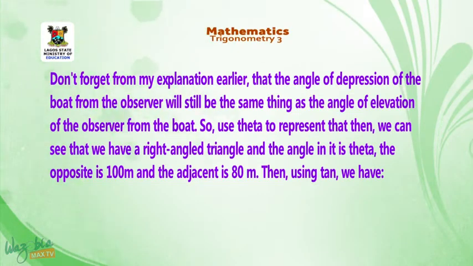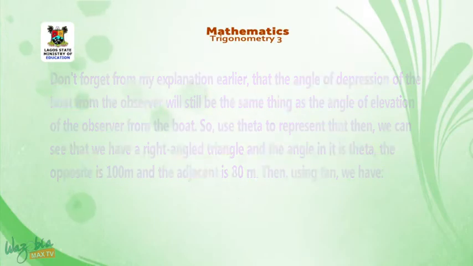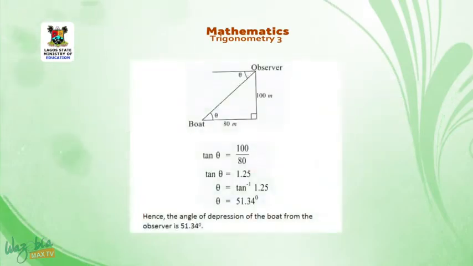The opposite is 100 meters and the adjacent is 80 meters. Then using tan, we have tan theta equals 100 over 80. So tan theta equals 1.25. Then theta equals arctan 1.25. So theta equals 51.34 degrees. Hence, the angle of depression of the boat from the observer is 51.34 degrees.